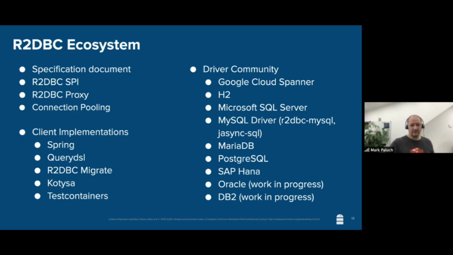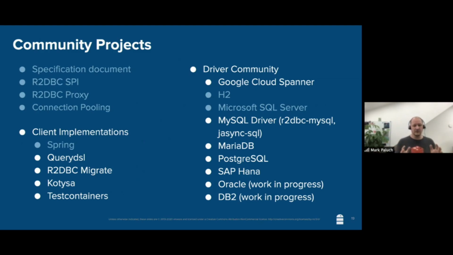If we blank out those artifacts that are maintained by the R2DBC core developers who initially started R2DBC itself, we see that the number of community artifacts has already outgrown what the R2DBC team came up with. There's an active client implementation for Querydsl, R2DBC Migrate, which is a counterpart of Flyway or Liquibase. There's a Kotlin client that I can't even pronounce. There's an integration into Testcontainers. JHipster is picking up on R2DBC.